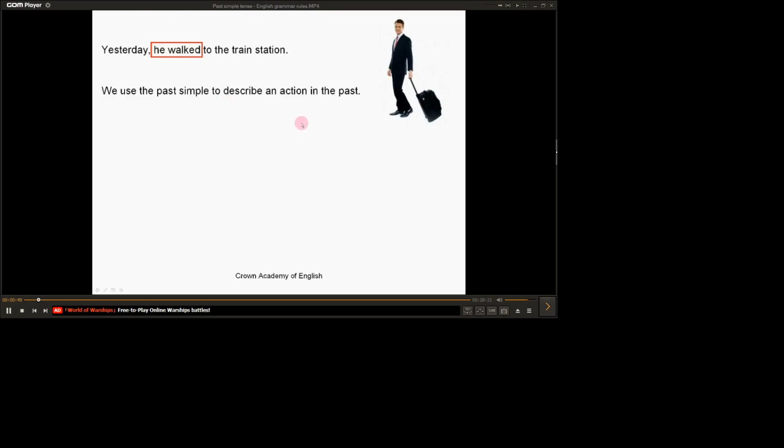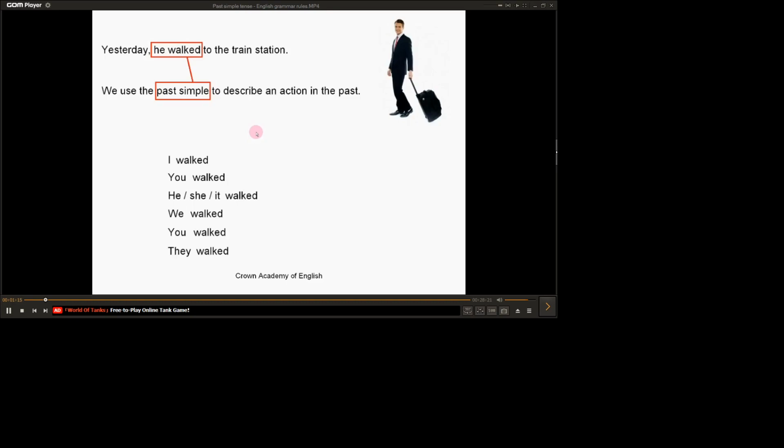So this is the past simple. And now let us look at the form, the positive form. I walked. You walked. He, she, or it walked. We walked. You walked. And they walked.